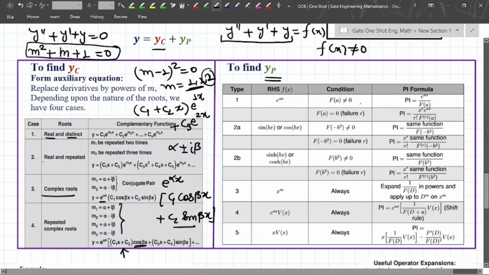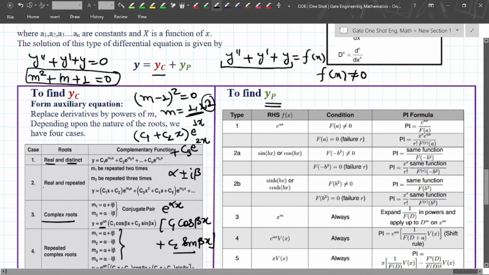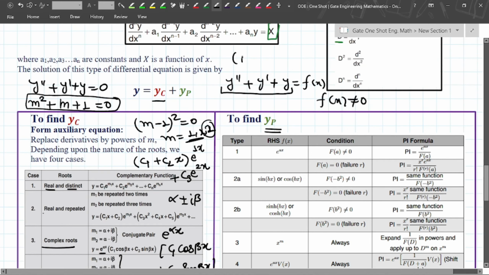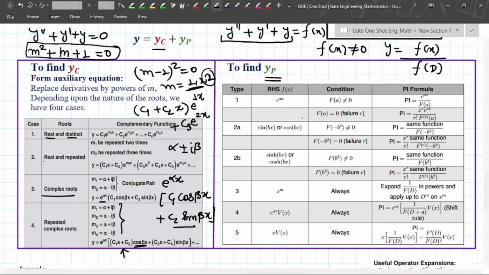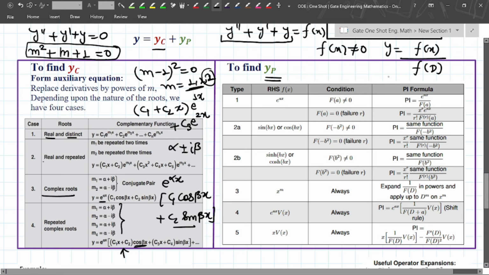What we'll do in this case is replace the homogeneous part with d square plus d plus 1 into y. And what is my y? y is nothing but f of x divided by this function, which is f of d. Now f of x may be e to the power of x, sine hyperbolic of x, or some polynomial, or some combination of functions, and then these are the rules.